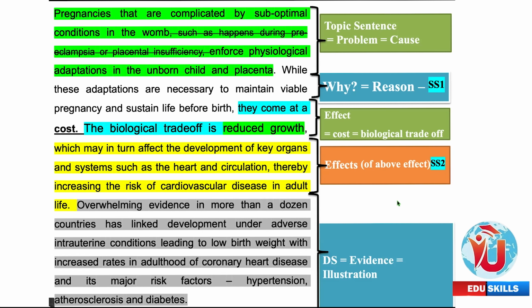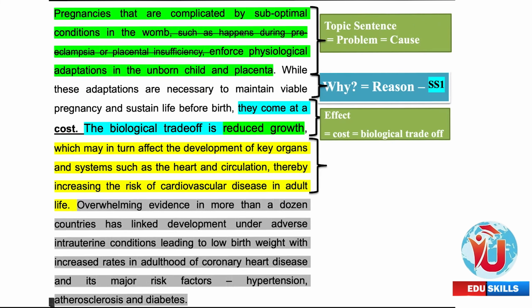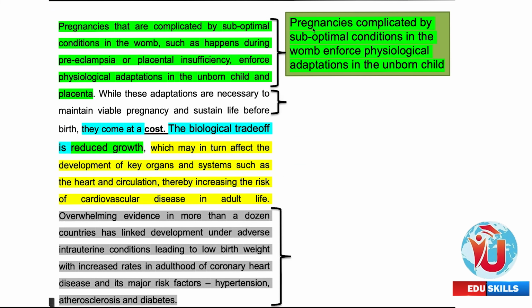And next, they are giving the effects of the above effect. What is the effect of reduced growth? That is supporting sentence 2. SS2 means supporting sentence 2. So then evidence is given. Illustration is given. This dark side, the highlighted shade here, light black shade, that is evidence or illustration. So you have the topic sentence, supporting sentence 1, supporting sentence 2, and the explanation or illustration, the examples given.